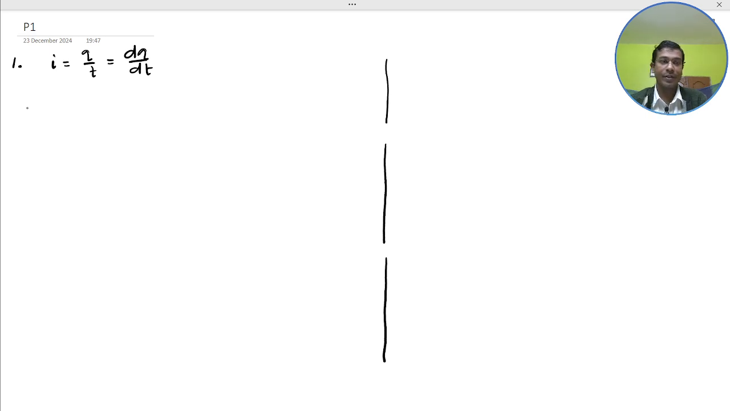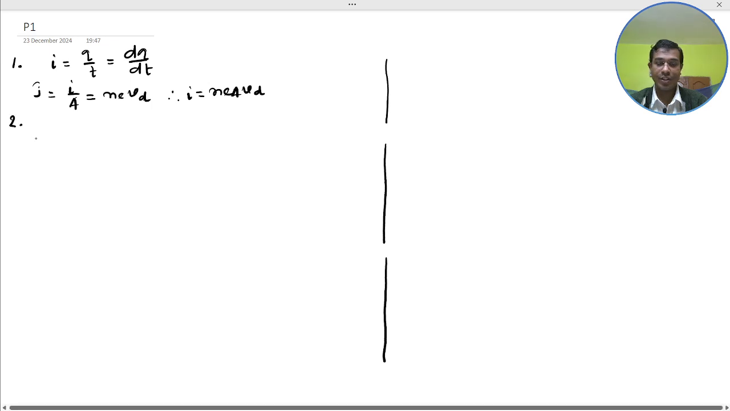The second is the current density, defined as J. The current density is I by A, current per unit area, written as n e Vd, where Vd is the drift velocity. So the current becomes n e A Vd according to the drift speed.